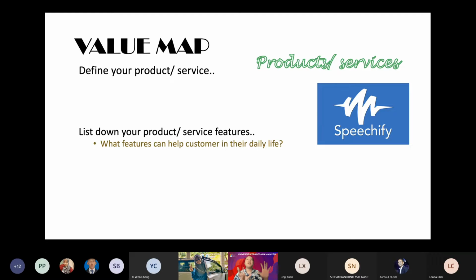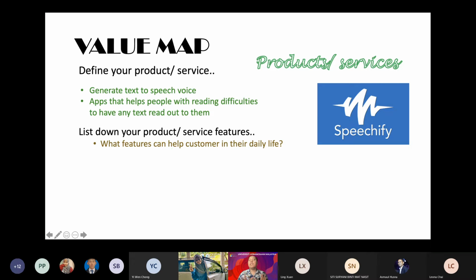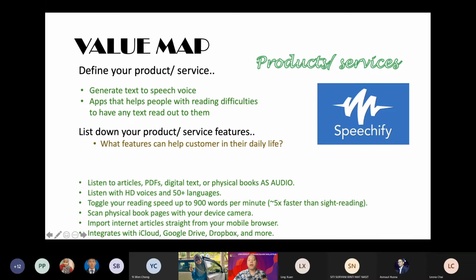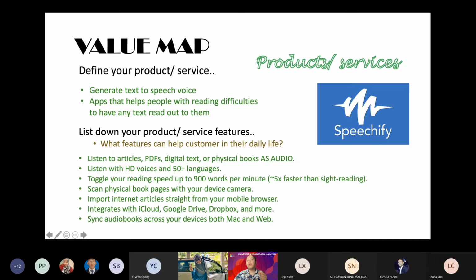Then let's look at the other part of this value proposition canvas. This is the value map. So what are the products and services? Define your product and service. List down your product or service features. What features help the customer in their daily life? First, define your product or service. Of course, this is Speechify, which generates text-to-speech voice, and these apps help people with reading difficulties to have any text read out to them. This is how they define the product.